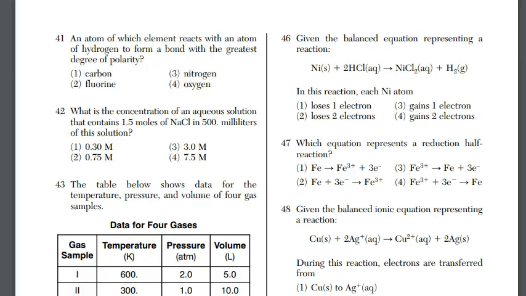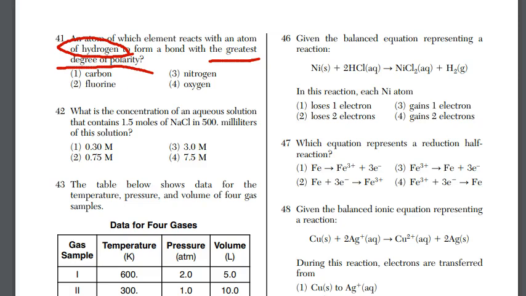Okay, question 41. It says an atom of which element reacts with an atom of hydrogen to form a bond with the greatest polarity? Okay, so the greatest polarity means you have two different nonmetals with the greatest electronegativity difference. Now, all 4 choices are bonding with hydrogen. So it's really then just a question of which one of these 4 choices is the highest: carbon, fluorine, nitrogen, or oxygen. Now, you might right away know the answer because you've been told over and over again that fluorine is the most electronegative element.